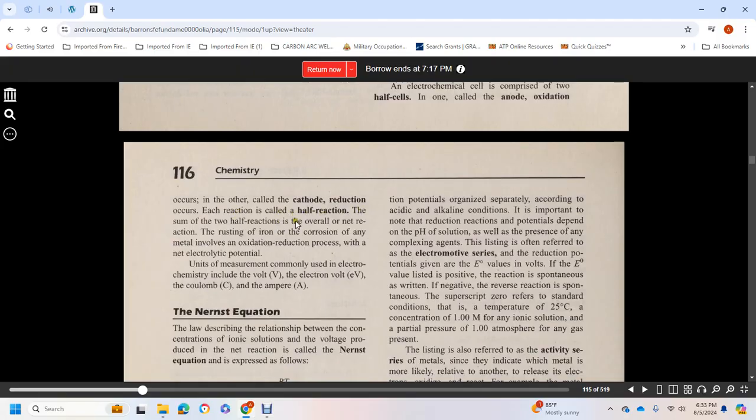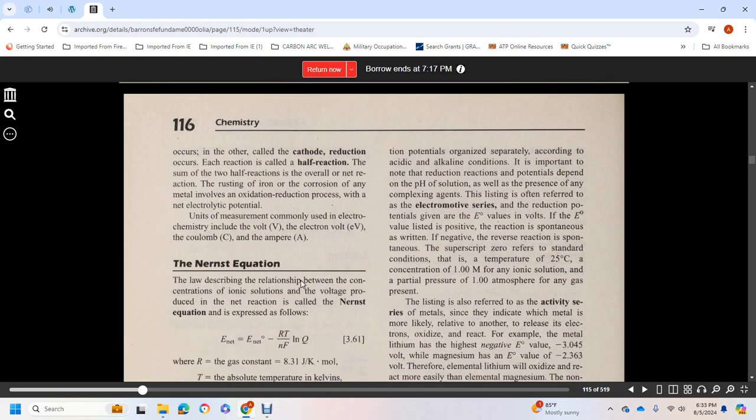The sum of the two half reactions is the overall or net reaction, as in the rusting or corrosion of iron or other metals involved in the oxidation reduction process, with a net electrolytic potential. Units commonly used in electrochemistry include volt, electron volt, coulomb, and amp.